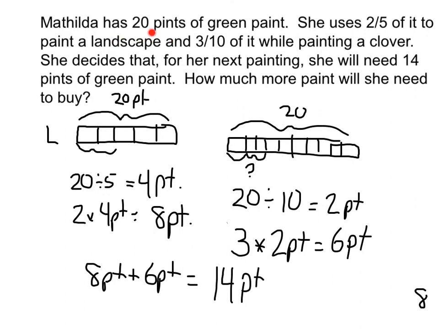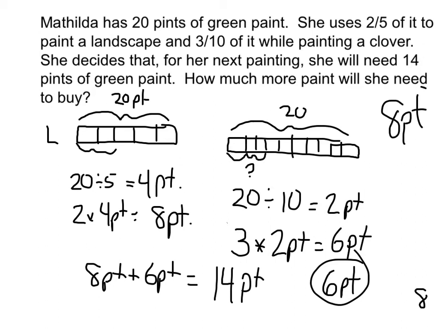So if I started with 20 pints and I took away the 14 pints, that means I'm left with 6 pints of paint. Now it says for my next project I need 14 pints. Well, if I have 6, that means I need 8 more pints, because 8 plus 6 would give me the 14 pints. So my answer is she would need 8 more pints of paint.